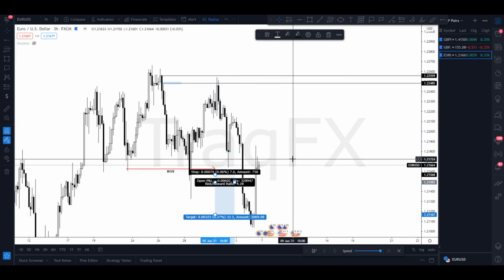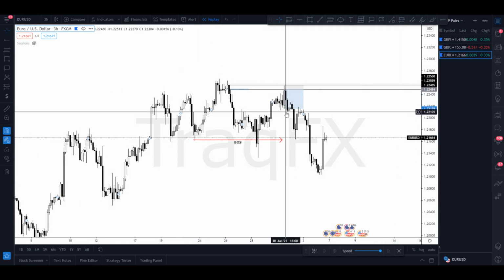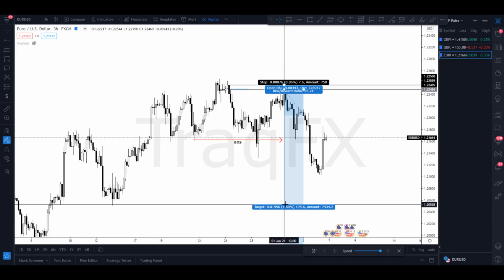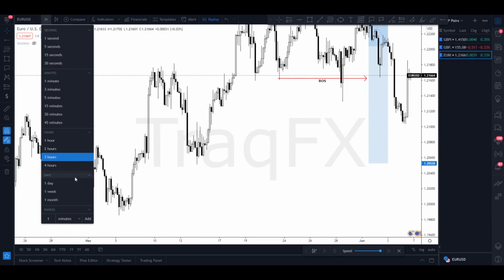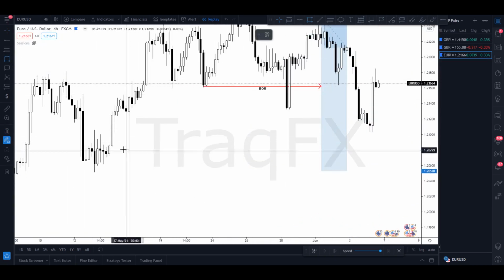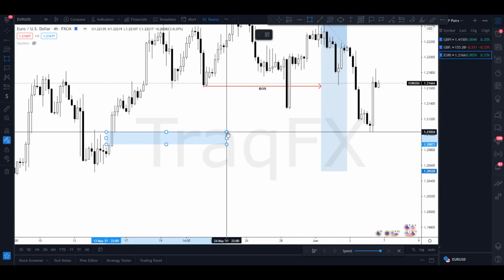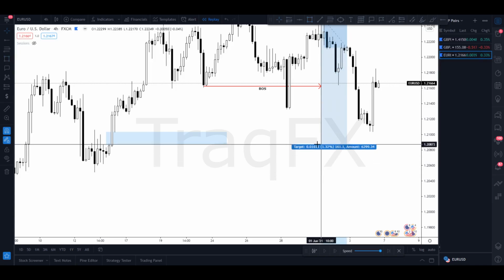And where did we target? The next low. Literally just target the next area where there's imbalance. In this case, we would target the next low over here. But because we're looking to target the next area of imbalance, let's go to the 4-hour time frame and try to find it. In this case, there's imbalance right over here. So at this point, we would simply target price right over here.